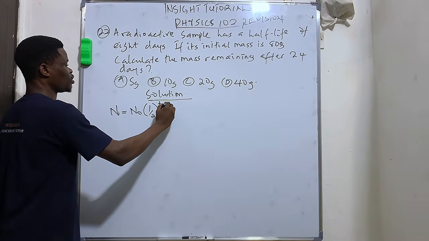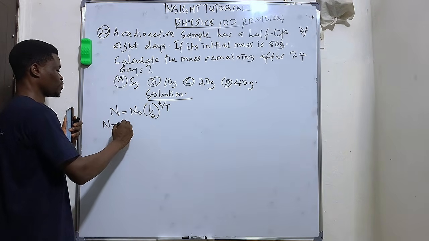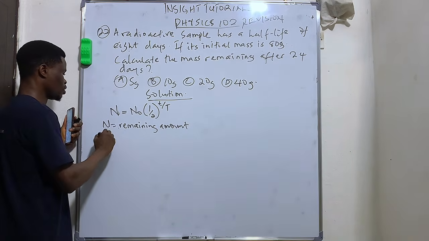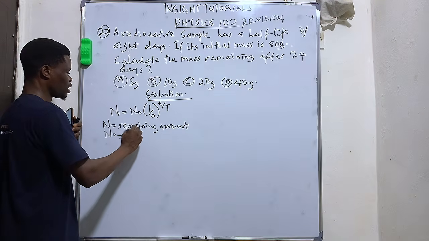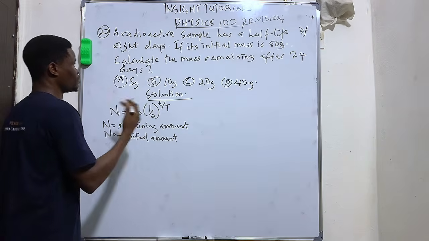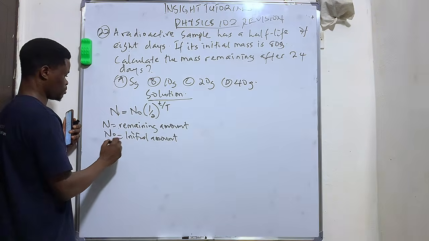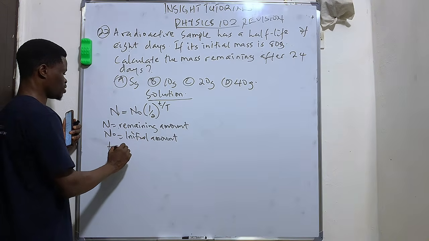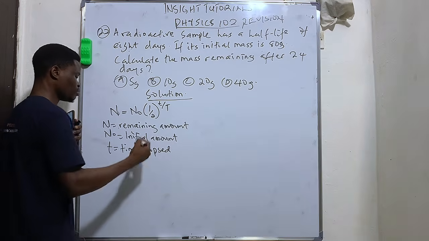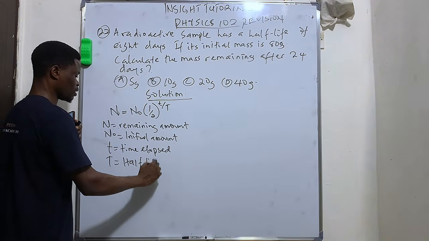where N is the remaining amount, N0 is the initial amount before it underwent radioactive decay, then t is the time elapsed, and this capital letter T is the half-life of this particular sample.